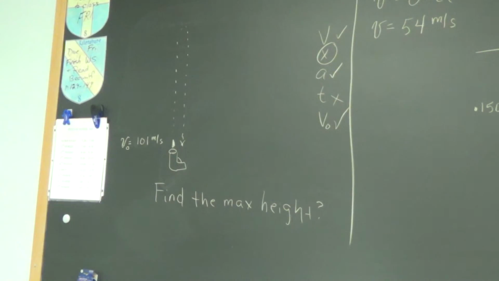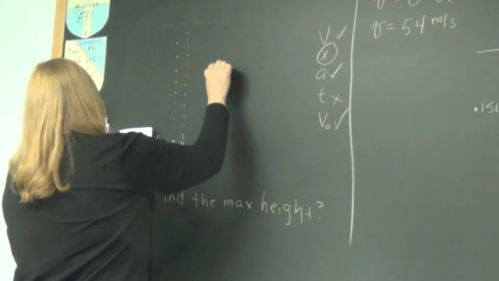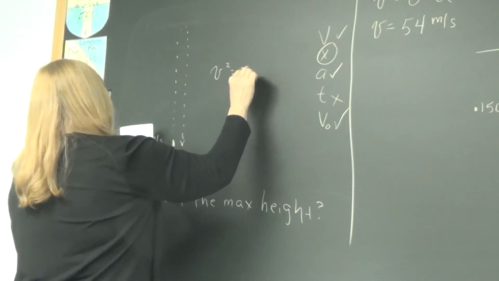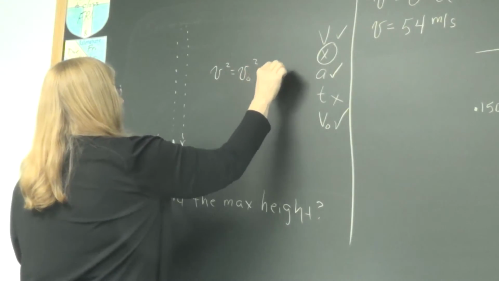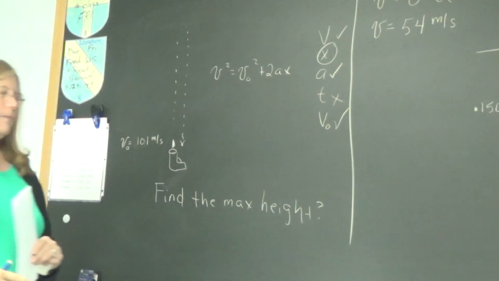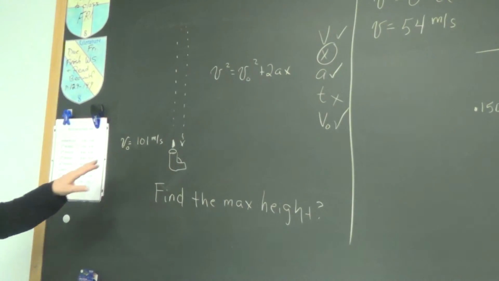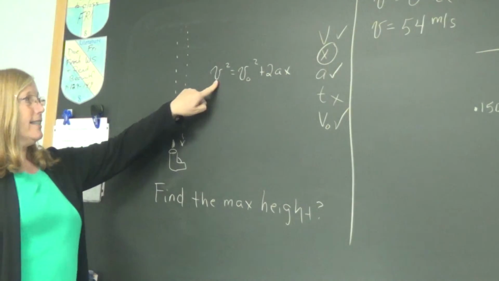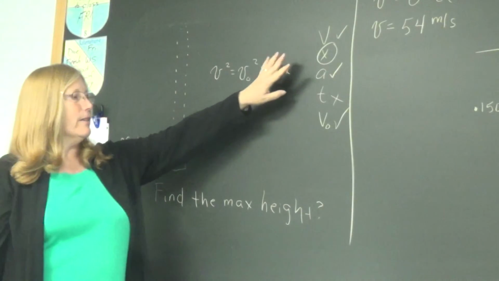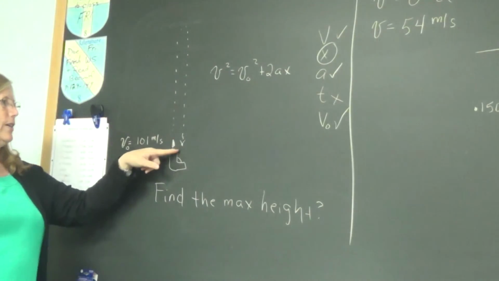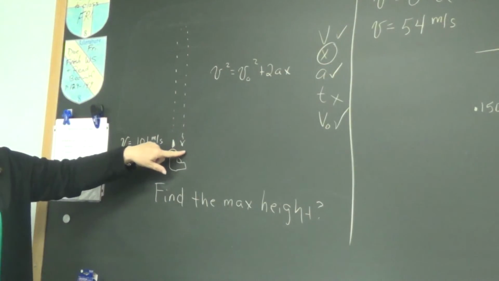Again, let's use the last one then. V squared equals V sub O squared plus 2AX. The only thing that I have to train you with on this is the equation won't work if we're going to put in the velocity final as I trained you over there, negative 101. It's not going to work.